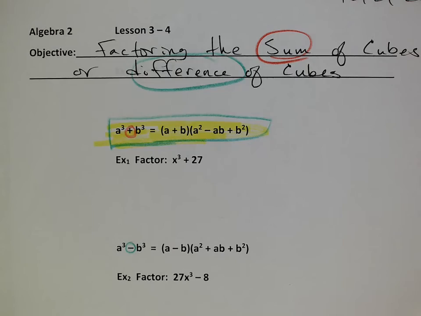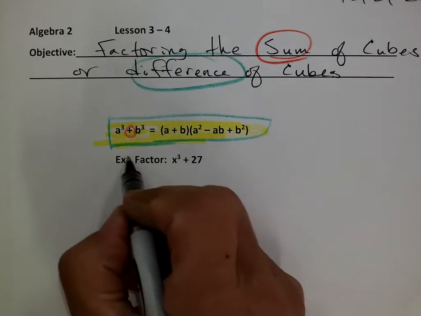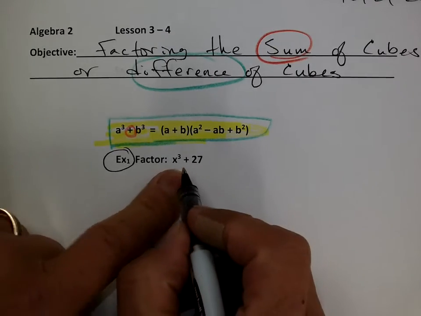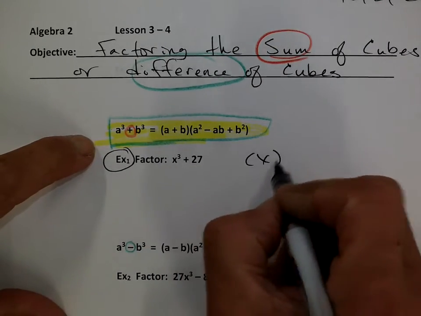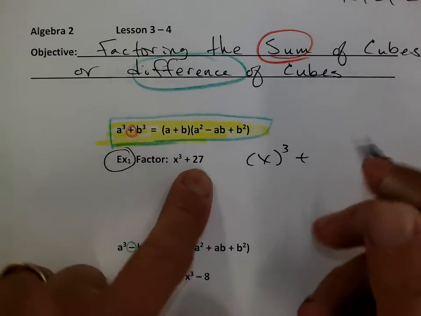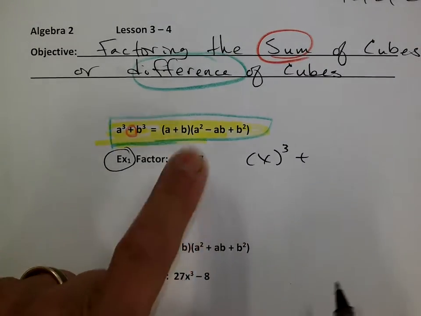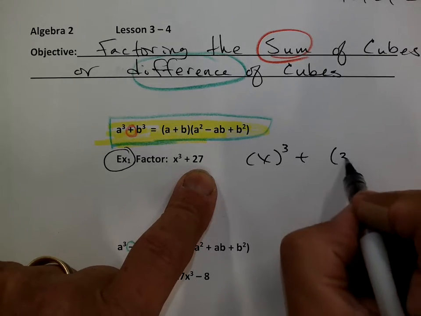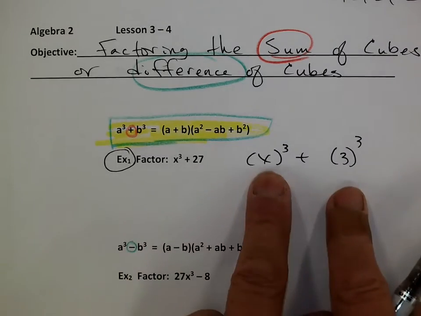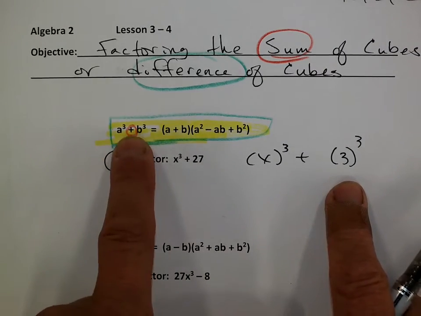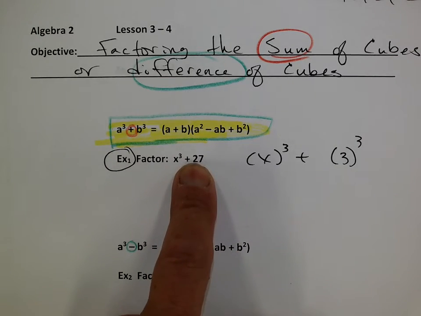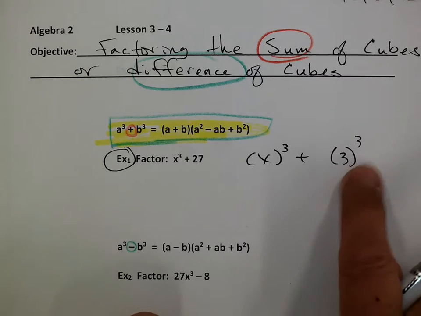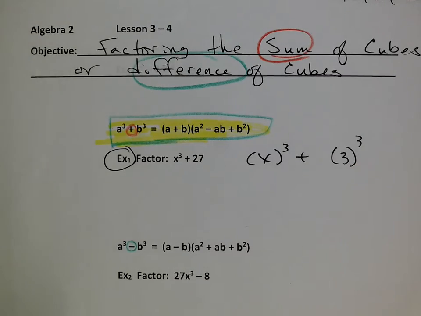So how does it work? In example 1, we have x cubed plus 27, and that's a perfect cube. The number 27 is 3 cubed. You need to rewrite them as a cube plus a cube. So we have to change 27 into a number that's a cube number, which is 3 cubed. If that's the case, then we can do this formula.